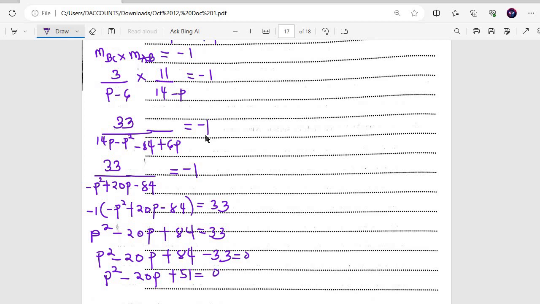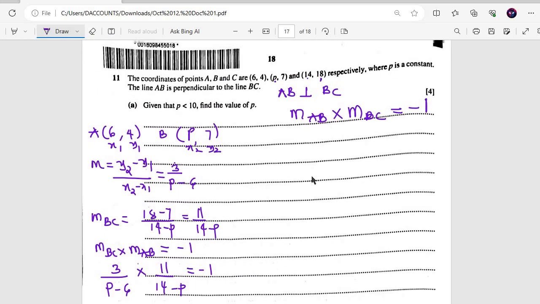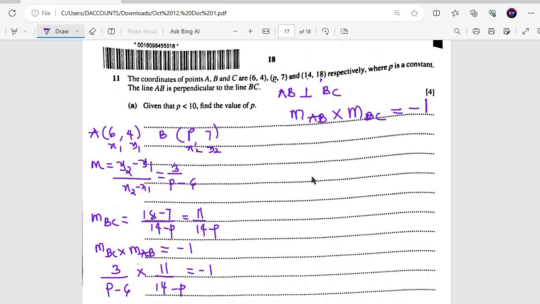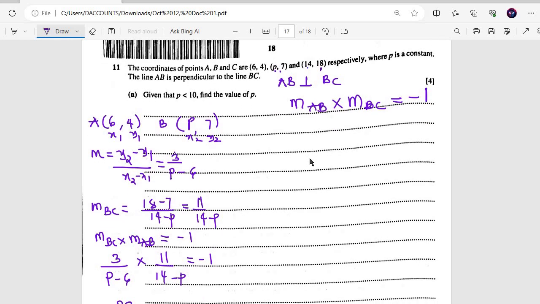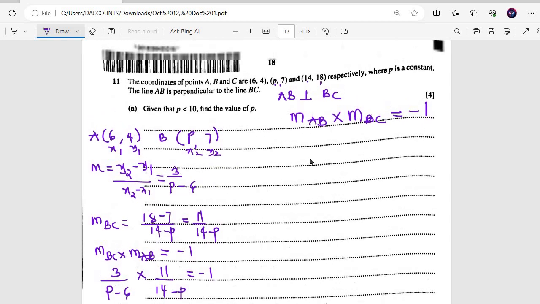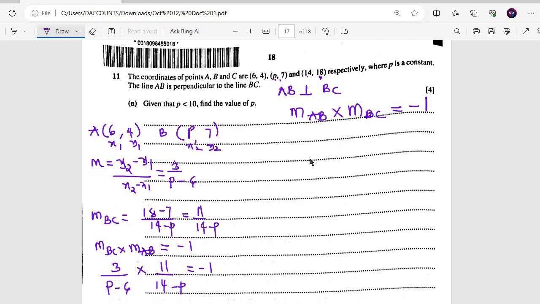Let me reconfirm before I go into the quadratic formula. For AB, x1 y1 x2 y2, gradient is y2 minus y1, this is 3 over x2 minus x1, P minus 6, correct? For BC, y2 minus y1 is 18 minus 7, over 14 minus P.